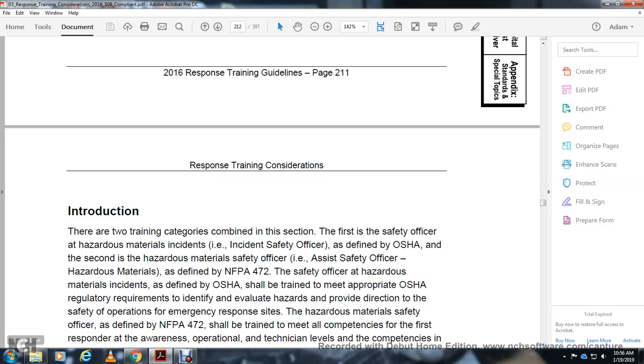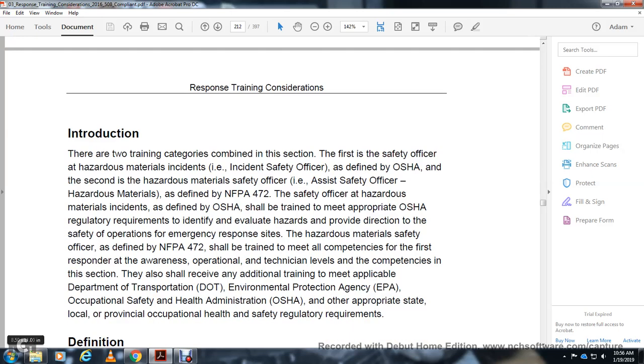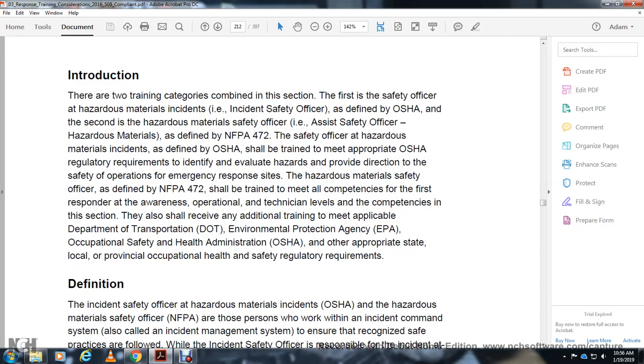The safety officer, hazardous material incident, as defined in OSHA, is trained to meet the appropriate OSHA regulatory requirements to identify and provide direction for safety in emergency response operations. The hazardous material safety officer, as defined in the National Fire Protection Association 472, should be trained to meet all competencies of the first responder awareness, operational, and technical levels. The safety officer receives additional training to meet the applicable Department of Transportation, Environmental Protection Agency, Occupational Safety and Health Administration, and other appropriate state, local, provincial, and occupational health and safety regulatory requirements.